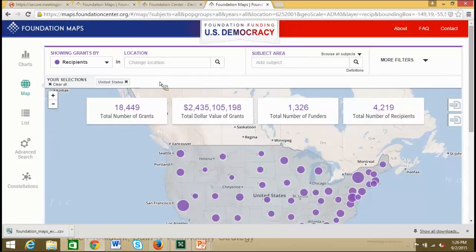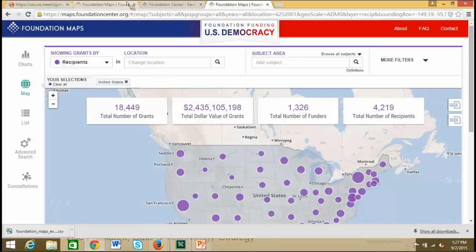Great. Maybe we'll just wait a couple more minutes to see if any other questions come in. There is one more question. Is there a link or list available of these public projects on Foundation Maps?